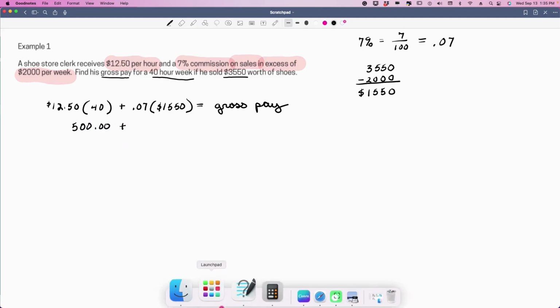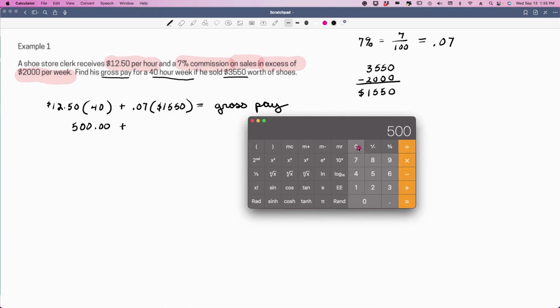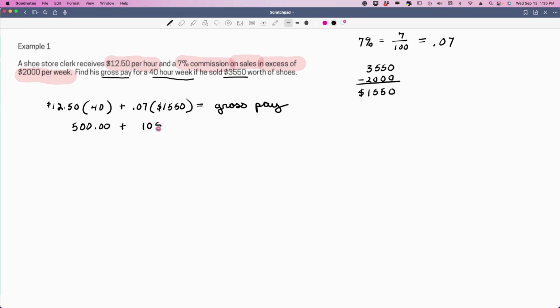So now let's see what he made with his commission rate. So that is 0.07 times $1,550. $108.50. So, $108.50, that is going to equal $608.50 when we add the two together. And that is his gross pay. So you can see how easy that was to put together and solve.